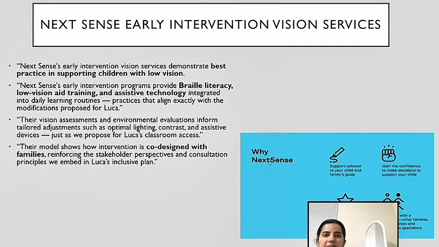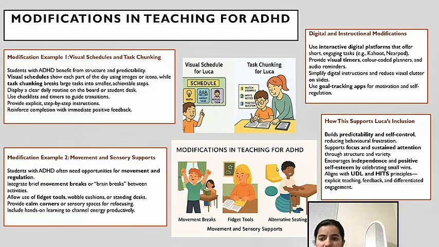3D printing. Next, Sense Early Intervention Vision Services is really helpful for a school to adopt best practice in supporting children with low vision. For Luca's ADHD, inclusive adjustments rely on structure and flexibility. Visual timetables and task chunking provide clear expectations and manageable steps, while immediate feedback reinforces success. Short movement or sensory breaks, flexible seating, and calming spaces sustain attention and reduce anxiety, supporting engagement for all learners. Digital materials should remain uncluttered and pair concise visuals with oral instructions or text-to-speech options. These practices maintain rigor while removing barriers.